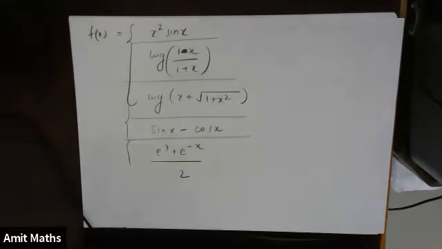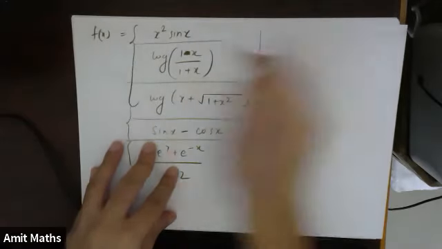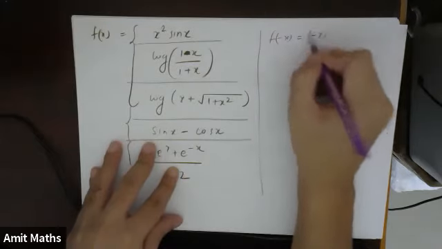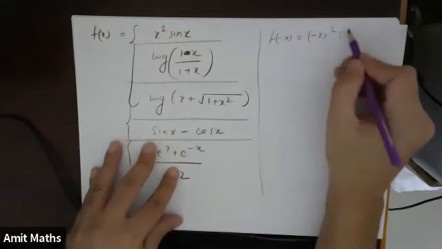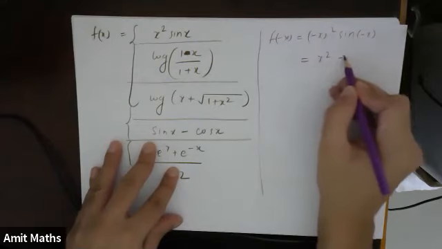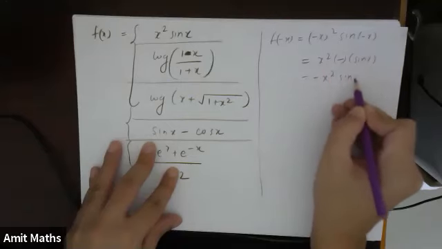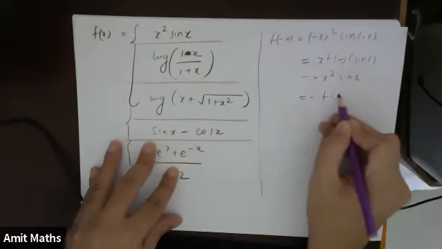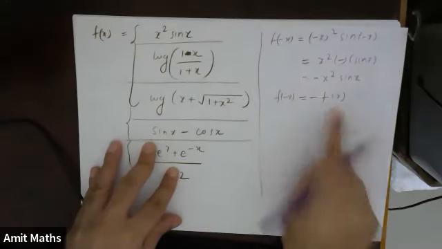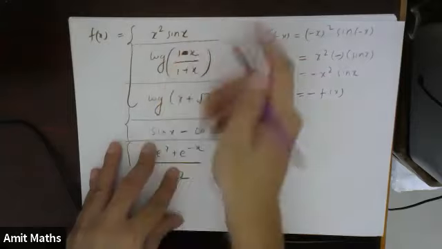Okay, let's see. For the first one, x square sine x. So simply, I will substitute f of minus x. This will give you minus of x whole square into sine of minus x. So this will become x square into minus of sine of x. So this will be minus of x square into sine of x, and this is nothing but minus of f of x. So my f of minus x is equals to minus of f of x. That means the first function is nothing but an odd function.